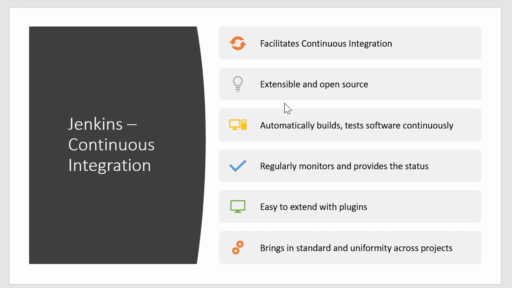A very important feature of it is that it can automatically trigger the build and test of any workflow or any software as and when the code gets changed. It regularly monitors the status of the project, and based on the trigger that we have configured, whenever there is a code change, it can automatically trigger the build and test the software using the unit testing scripts and report the errors. That helps the development team capture errors or defects at an earlier stage.